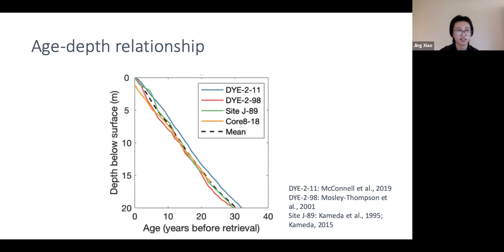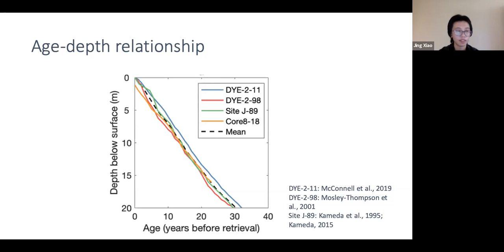We didn't have direct age depth data at the Daichu site from our fieldwork, but we did date one core, core 8, in 2018, which is at a site about 100 meters higher than Daichu. Also, there are 2 legacy cores at Daichu with age depth data, and there is 1 core from a nearby site, site J, which is quite close to Daichu. These 4 age depth relationships and their average are shown here using different colors.